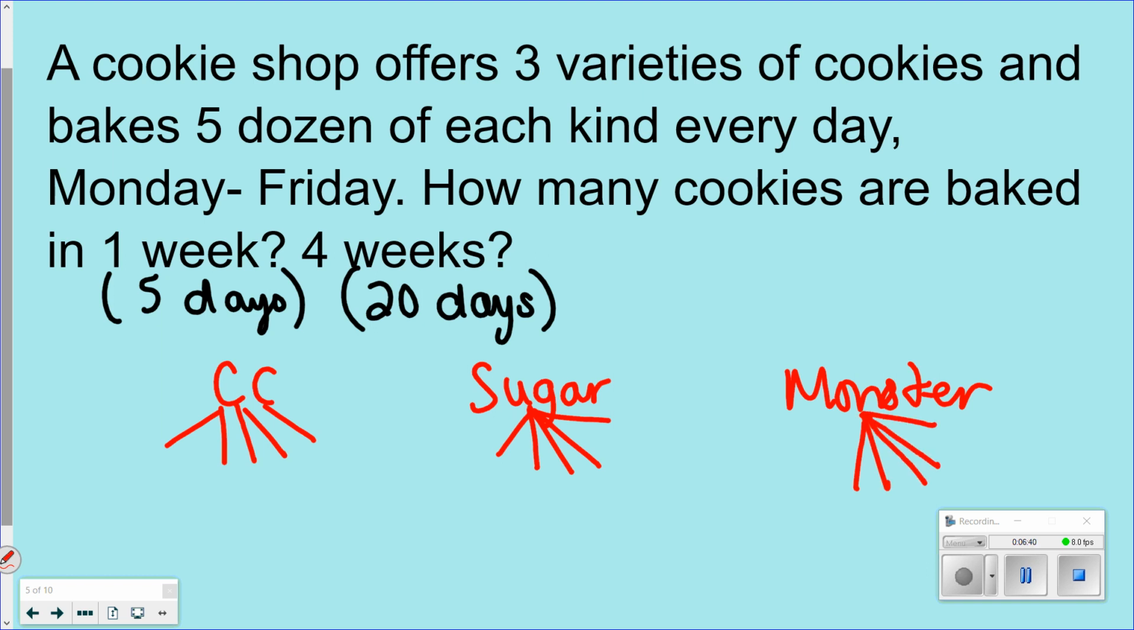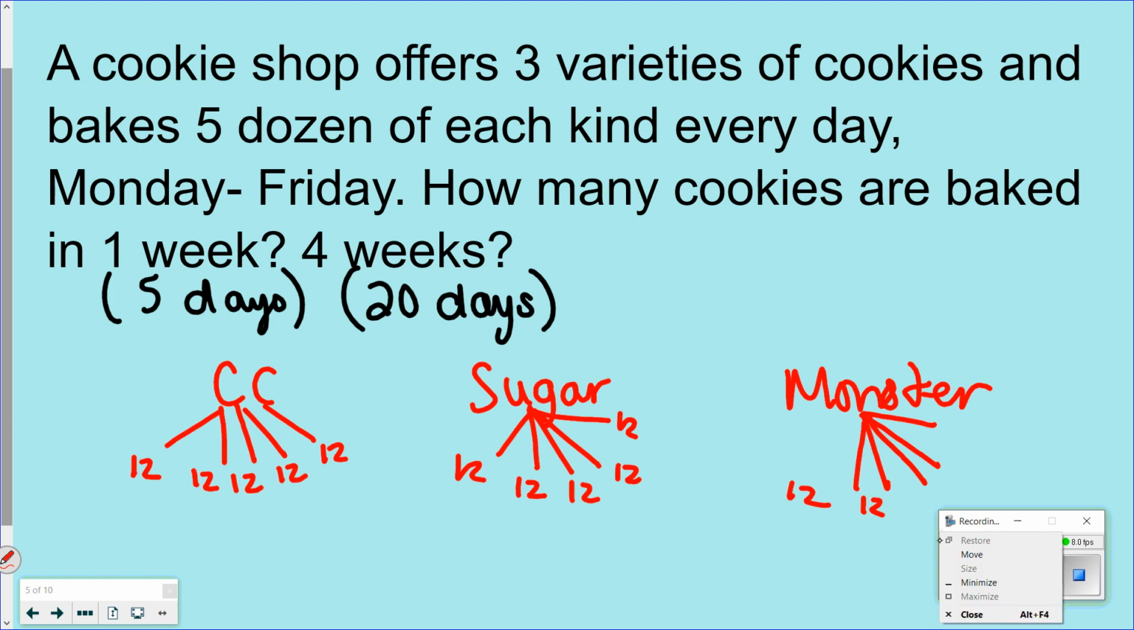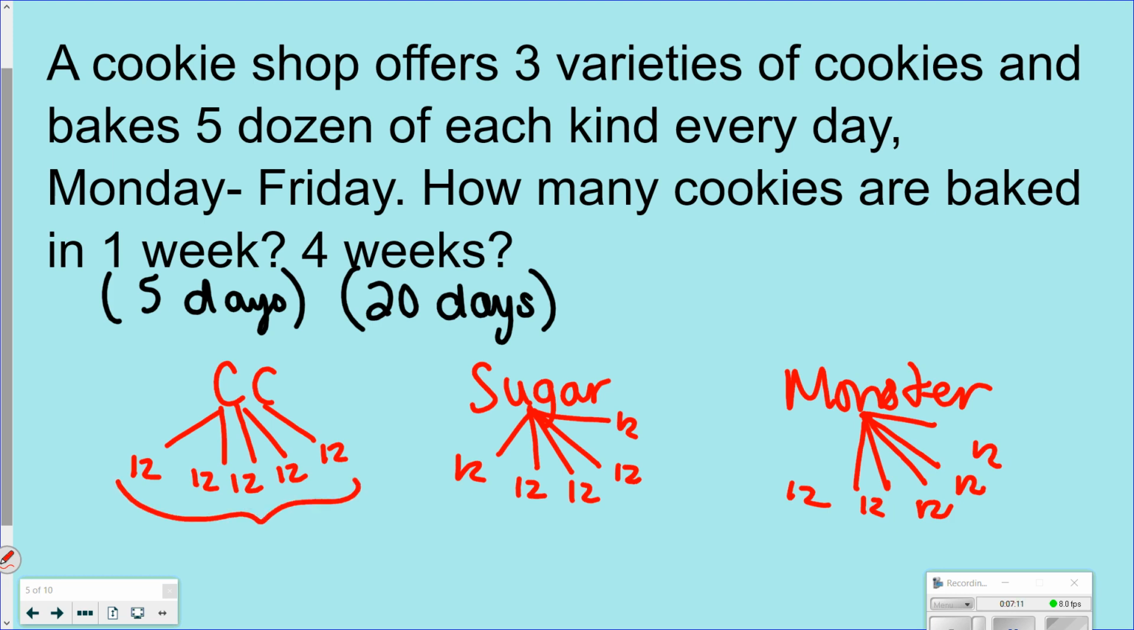Well, we know how many cookies are in a dozen. We know there are 12, so that's in 1 day. Same thing with sugar, 12, 12, 12, 12, and monster, 12, 12, 12, 12, 12. So this is just a way of me drawing a picture. There are other ways you can answer these types of problems. You maybe know, okay, what's 12 times 5? We know this is 60, this is 60, and this is 60.